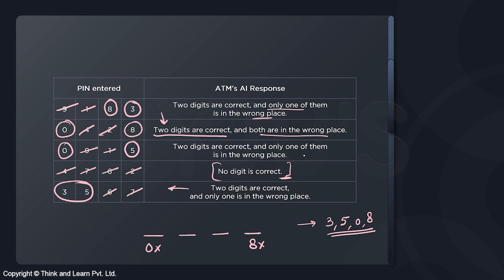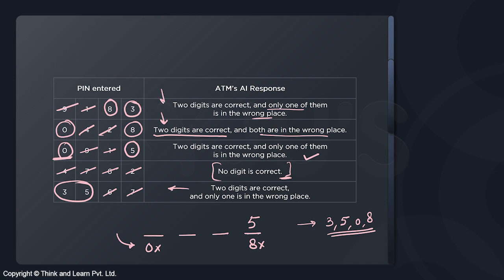What next? Look at this. Two digits are correct and one of them is in the wrong place. See, I definitely know 0 is in the wrong place because 0 is not at the first position. If 0 is in the wrong place, that means 5 is in the right place. So the last digit of my pin is surely 5. The last digit of my pin is surely 5.